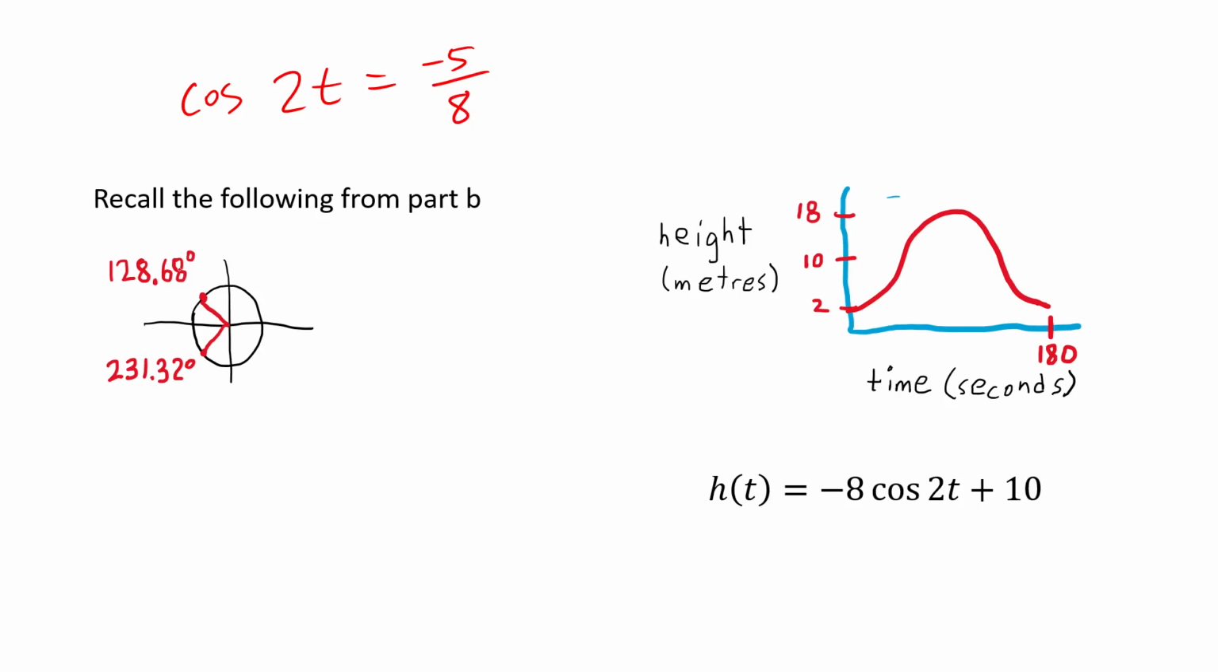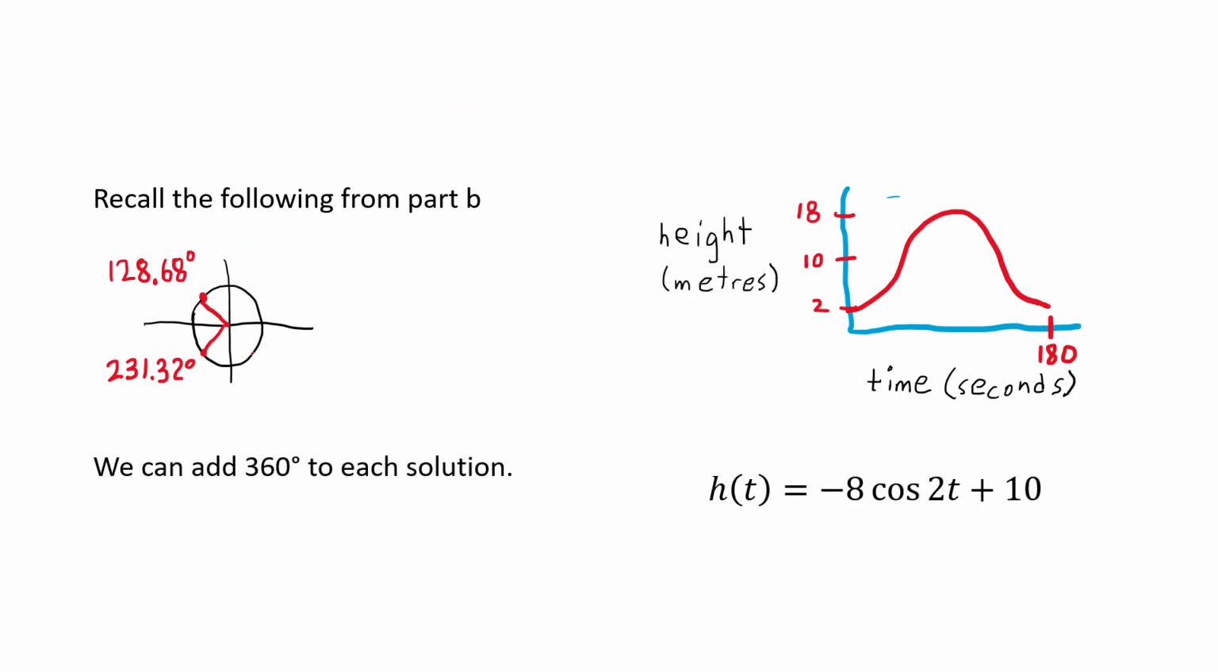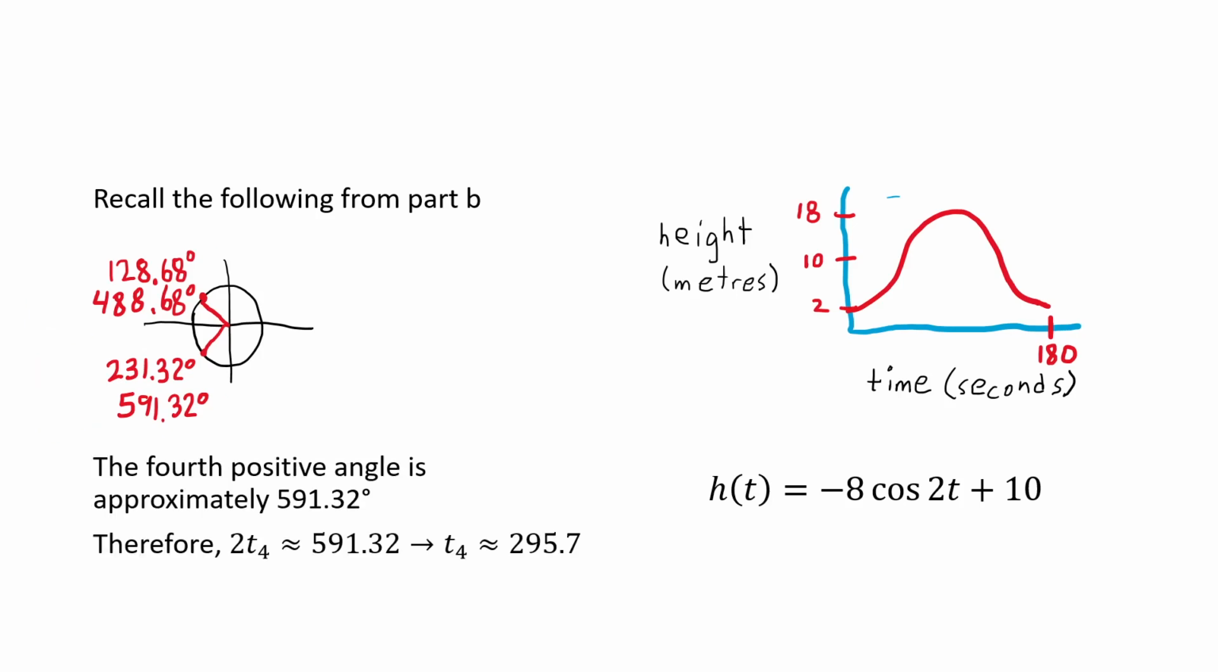So the first positive angle is here, the second positive angle is here. Well, if we add 360 to each solution, we see that the fourth positive angle will be 591.32. The first one's at 128.68. The second one's at 231.32. The third one's at 488.68. And the fourth one's at 591.32. So that means, remember the angle is 2t, so 2t4 is equal to 591.32 roughly, so t4 is roughly equal to 295.7.